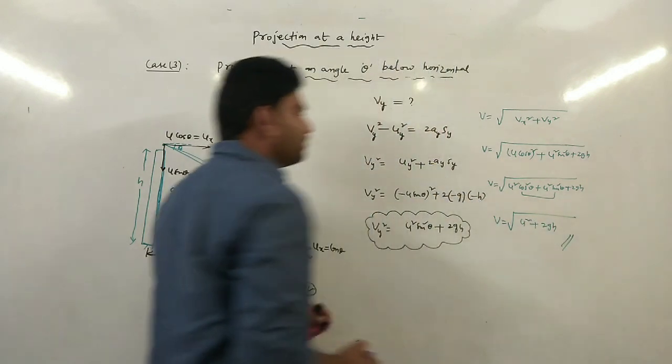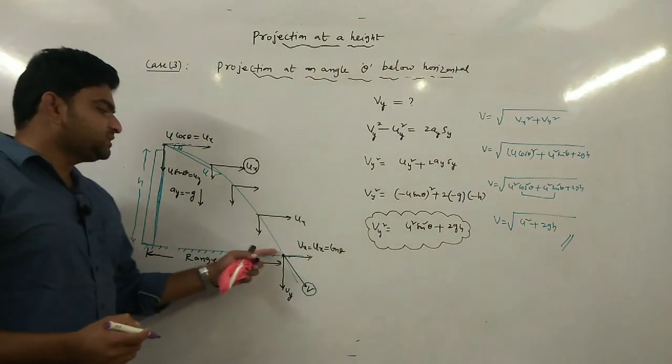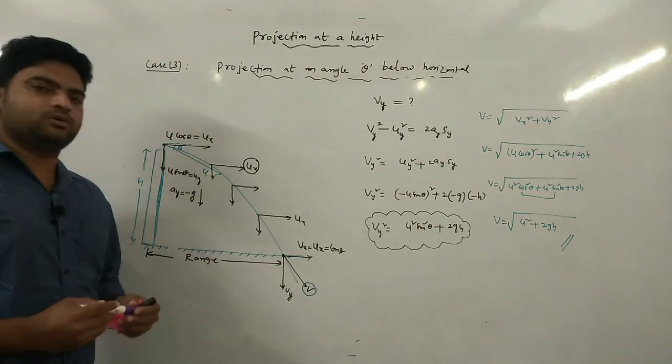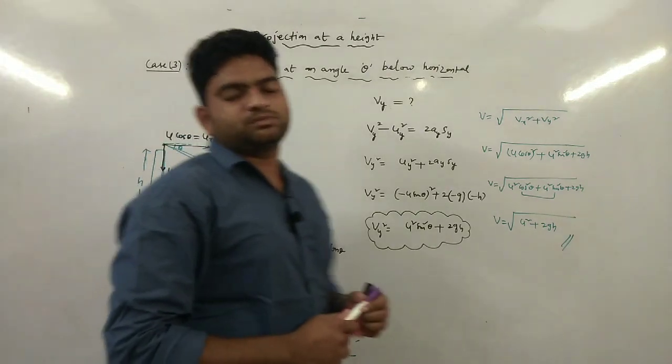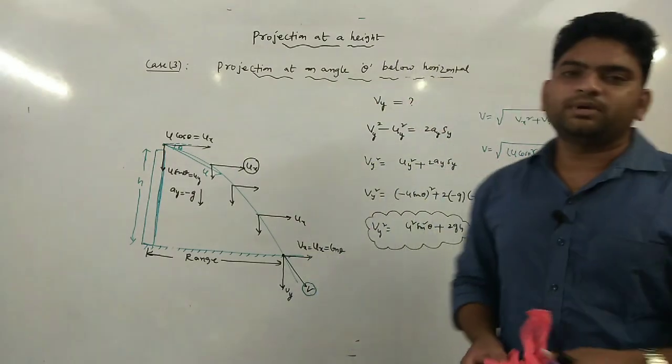So this is the value of my velocity with which it strikes the ground. So that is the final velocity. I hope this concept is very clear to you. We will solve one problem based on this particular concept, so the concept will be clear to you.